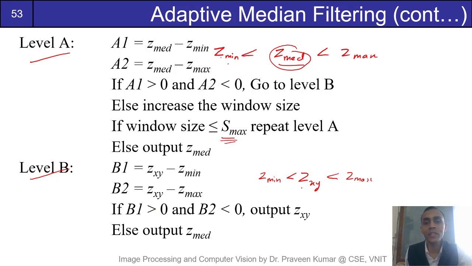It is trying to assess whether the current intensity value is not one of the extreme values, then probably it is not noise, so just output the same value, don't change it. Only if it is one of the impulse noise, then change it to the median value. So it is achieving both purposes. It is trying to reduce distortion as much as possible, as well as, in case there is dense noise, get an appropriate median value which will be different from the noise value. I hope you understand the logic of these two stages.